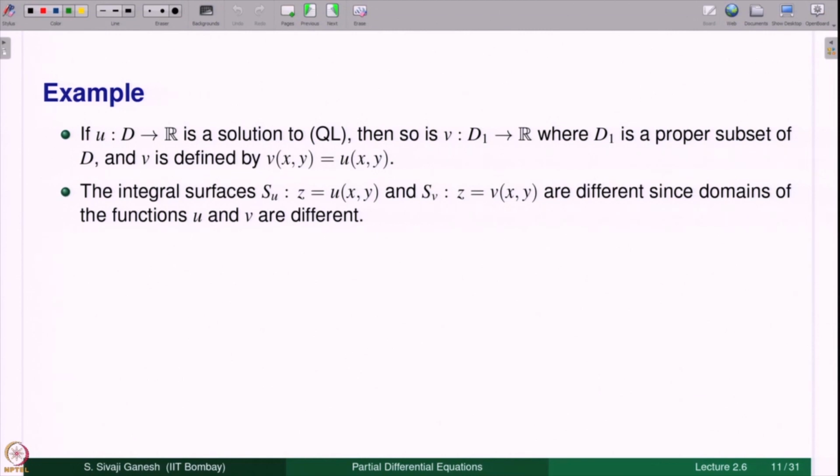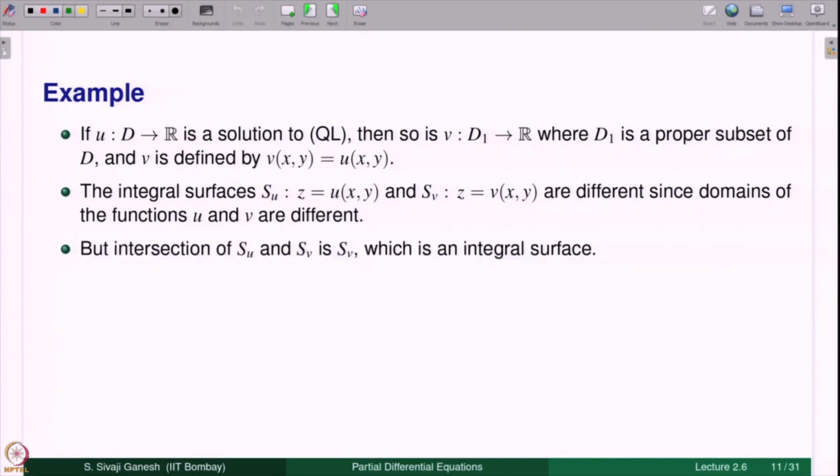And look at the integral surfaces. SU, we write to denote that this surface is defined using the function u. This SV, the surface z equal to V(x,y), is defined using the function V. They are different because domains of the functions u and V are different. It is true that SV is a subset of SU, but they are different.